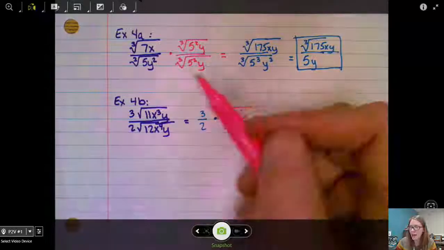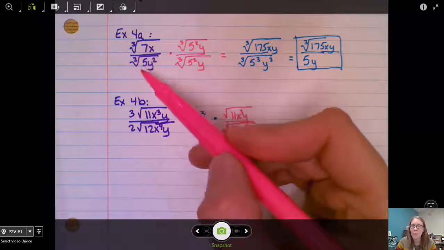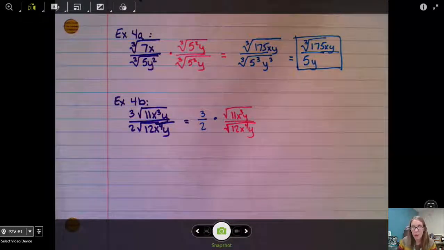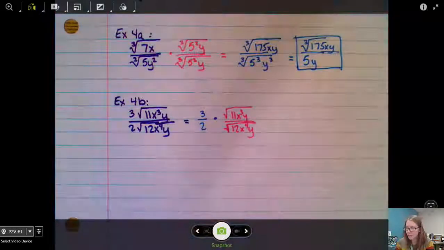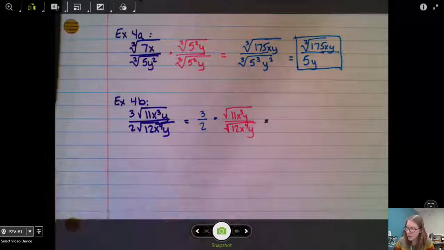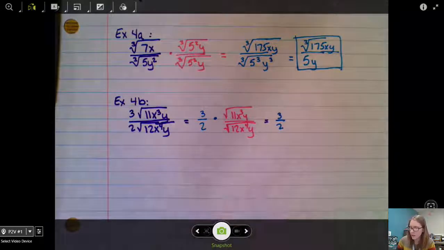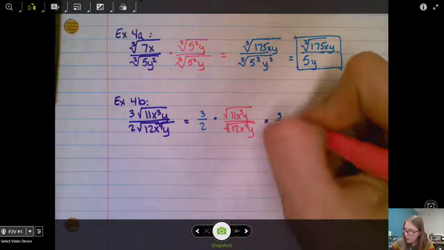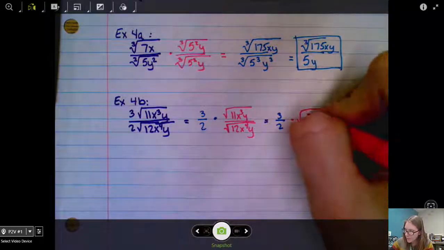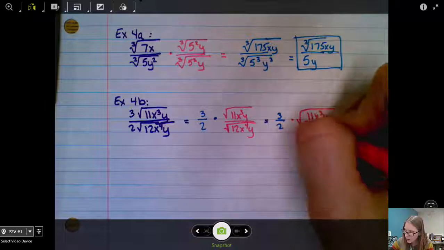Now, if you look at example 4a, putting this into a gigantic cube root wasn't going to help us simplify anything. But in this problem, if I just look at what I have in the pink here, if I put this into a gigantic square root, I could simplify some things. So I'm just going to leave that 3 over 2 up front. I'll keep leaving that in the blue. Times the square root of 11x cubed y over 12x to the 4th y.